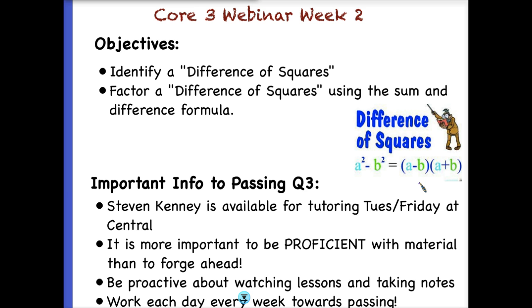So I wanted to add one thing to our important info to passing quarter three. Most of you guys, well, some of you guys, depends on if you go to Gateway. Even Kenny, he usually goes to Central, and he is now available for tutoring on Tuesdays and Fridays at Central, and he usually comes in around 10 or 11. And he is wanting to tutor math students. So if you are there on Tuesday and Friday, because there's no math teacher there on Tuesday and Friday, Miss Joqua and I are not at Central on Tuesday or Friday. You can ask another teacher who he is if you don't know.